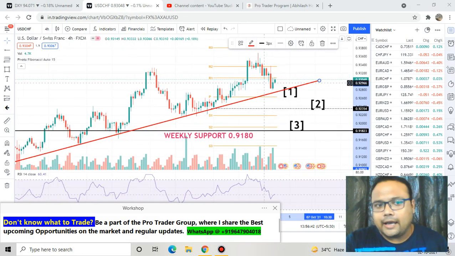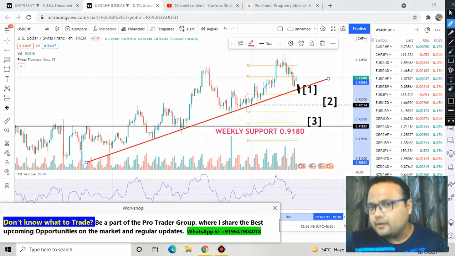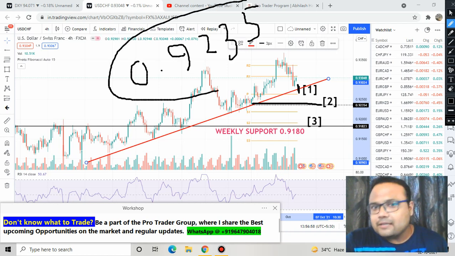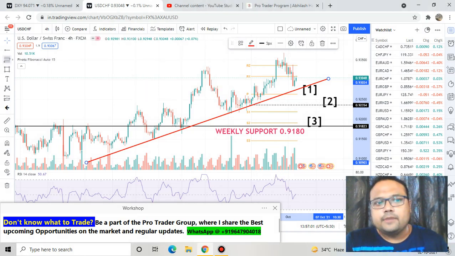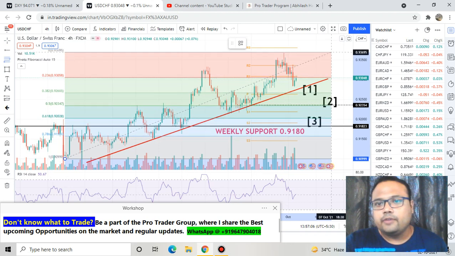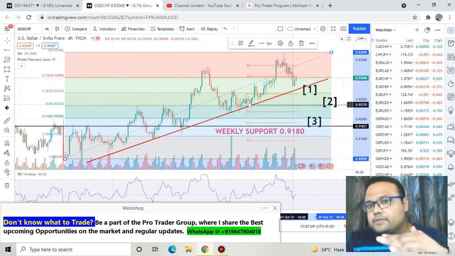On the other hand, if market breaks this trend line, then we have got this level, 0.9235. Why is this level important? Because this is the 50% retracement level. If I draw the Fibonacci chart here, you can see that we have a 50% retracement level here.